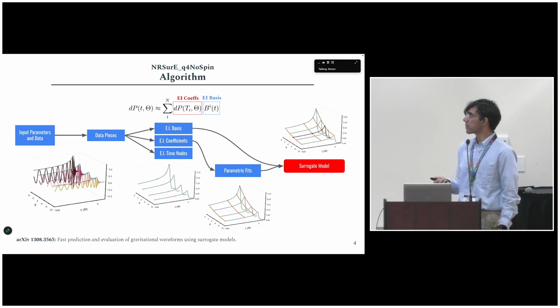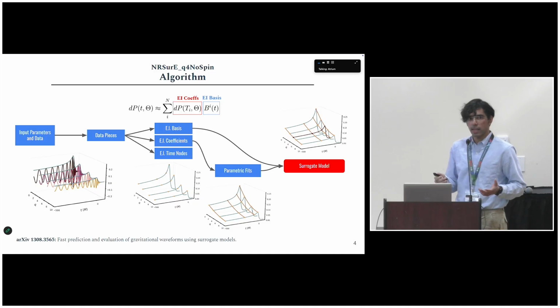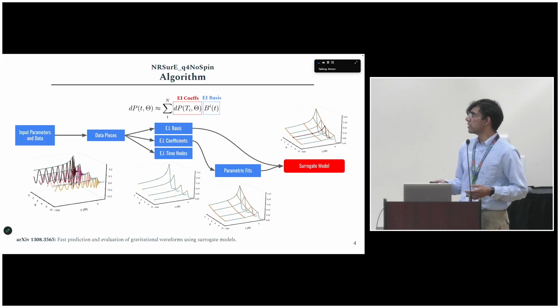which gives us a basis for a reduced vector space along with the coefficients, which we call the EI coefficients, which also happen to be the values of the data pieces at particular time nodes, or particular times rather. And then the next step is to build interpolants for these EI coefficients as a function of the input parameters, which can then be linearly combined with the EI basis to give us the surrogate model, which can then be evaluated at points that were not in the original training space.